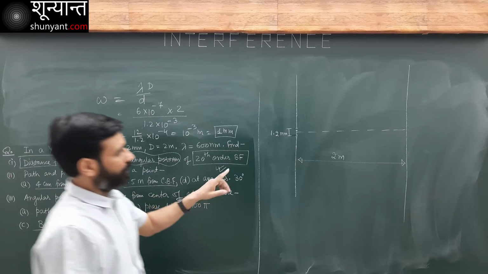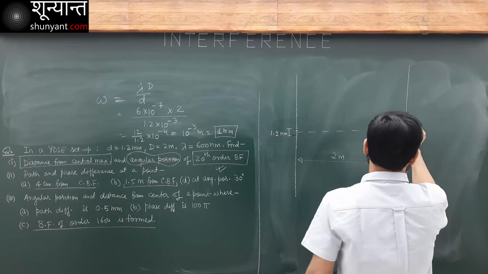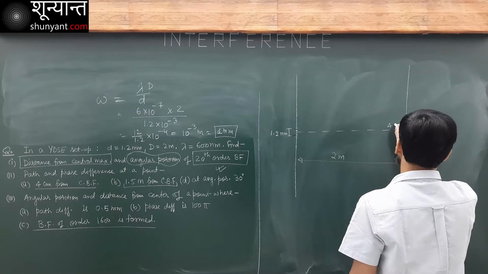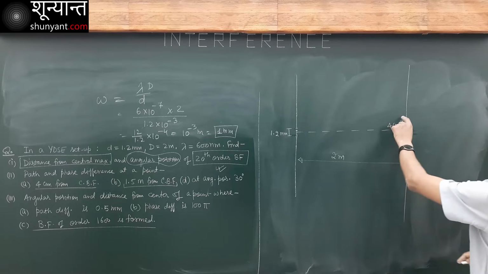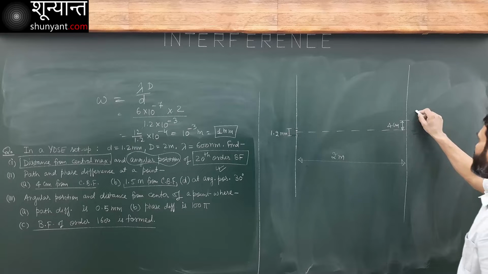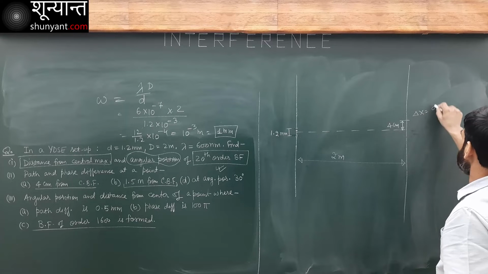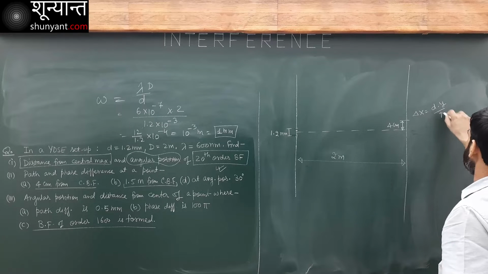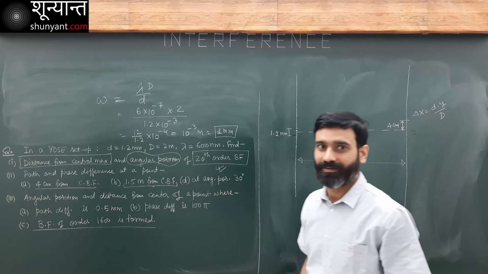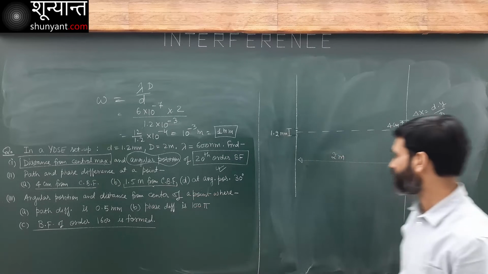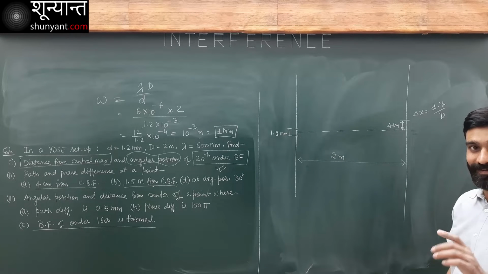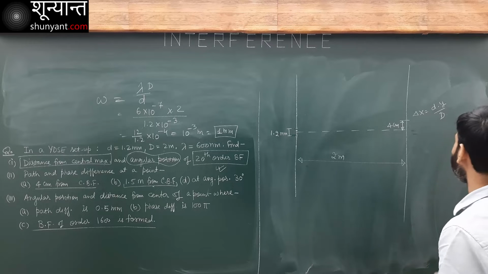Okay. Now, I am talking about a point here. This distance is 4 centimeter. Now this is small as compared to this. It is small. Okay, so I can directly write path difference is equal to dy over D. Now I cannot apply the same formula here. 1.5 meter, it is not small. It is comparable to 2 meter. Okay, understand this? Okay.